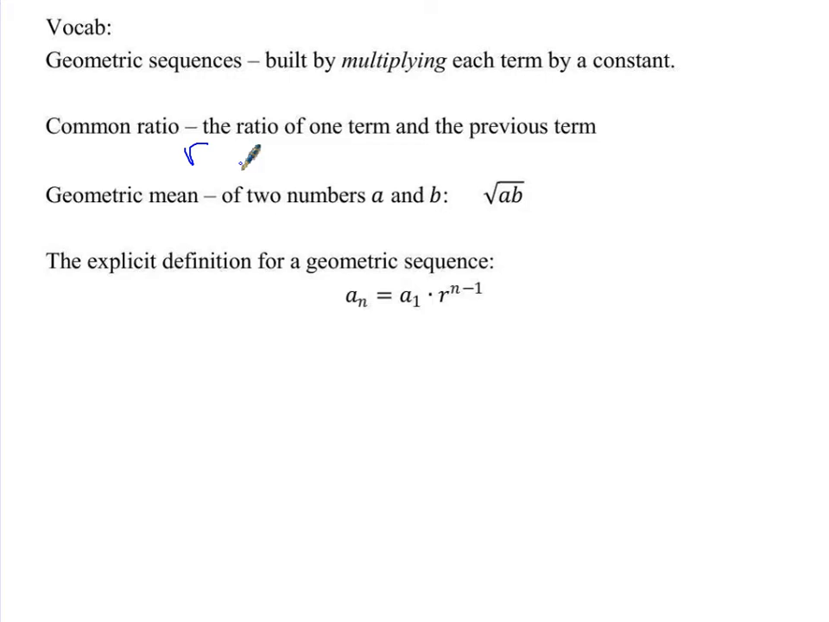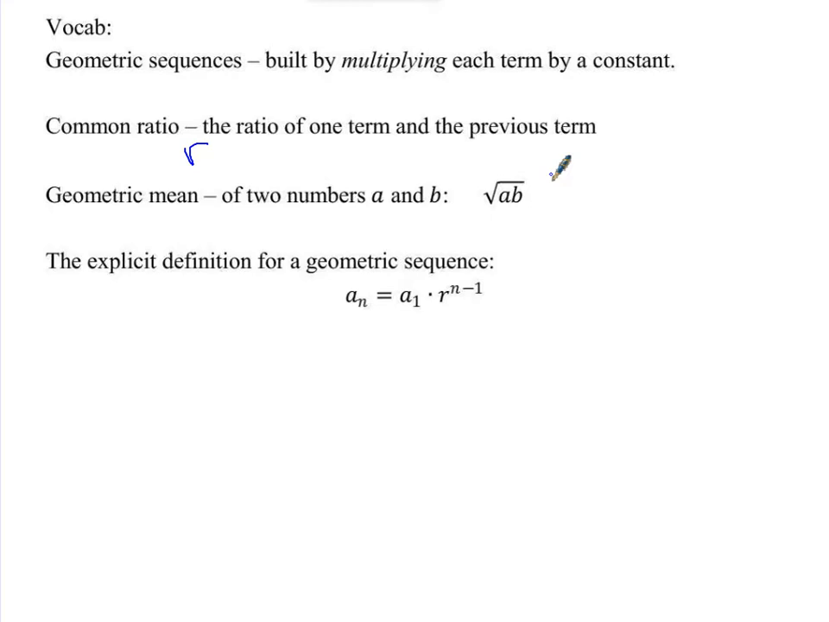Now in the last section we had the arithmetic mean. In this section we have the geometric mean. The geometric mean of two numbers, a and b, is, I take a and b and multiply them together, and then I take the square root. The arithmetic mean of two numbers was I take the two numbers and add them together, and then I divide by 2. Here we're taking the two numbers and multiplying them together, and then taking the square root.